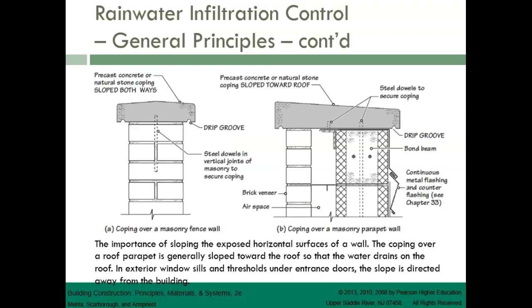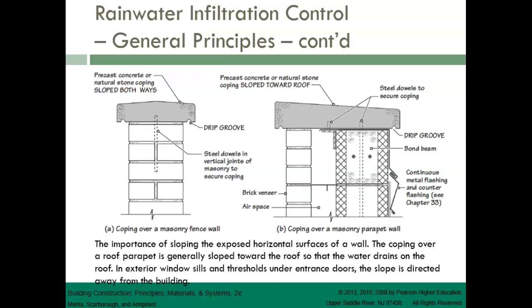Gravity generally affects water penetration through an exposed horizontal surface of a wall and can be countered by providing a nominal slope in the surface. The purpose of slope is to drain water away from vulnerable parts of the building.